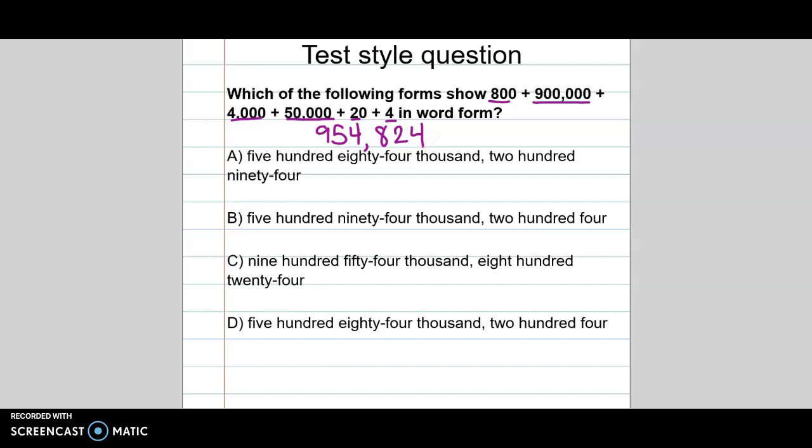We have to be able to piece it back together in our head, and then look for the word form of this. So I'm looking for 954,824. I'm looking at my answers. I see 584,294, 594,204, 954,824, which I finally see in choice C. And the last one, just to double check, is 584,204. So the only one that works would be choice C.